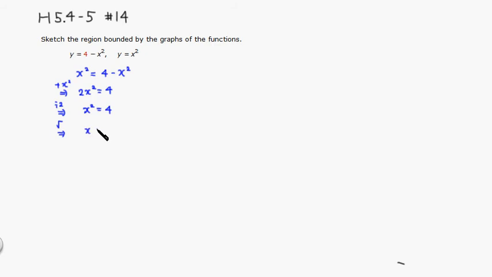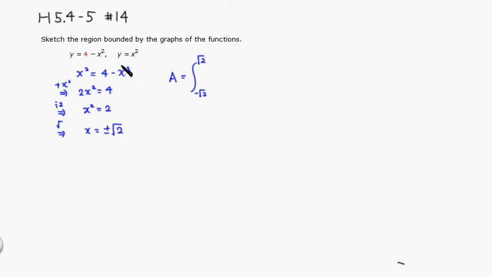Oh, actually, I messed it up. This is actually 2. So if you take the square root, you have to consider the positive or negative square root of 2. So the area of the region is going to go from negative square root of 2 to positive square root of 2.